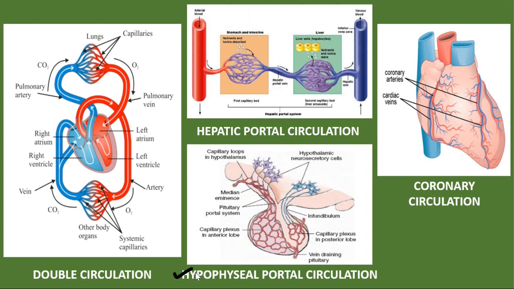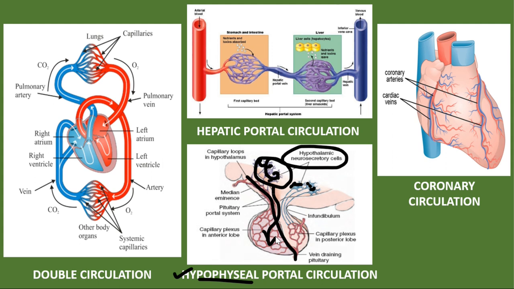Now, hypophyseal portal circulation. Hypophyseal means pituitary. The hypophyseal portal vein collects blood from the hypothalamus of the brain and distributes it to the anterior lobe of the pituitary gland.